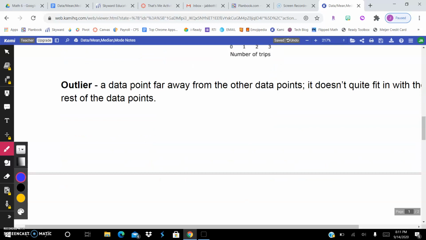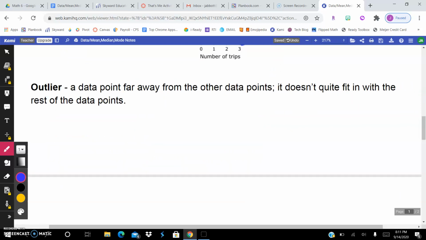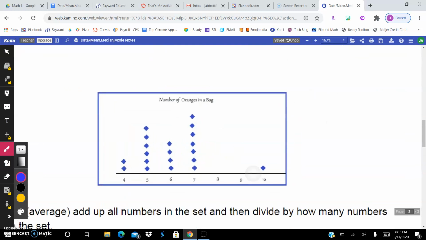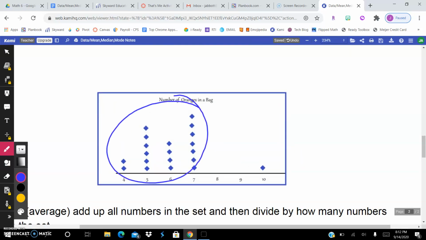And an outlier is a data point far away from other data points. It doesn't quite fit in with the rest of the data points. So I put this example here, this line plot. Most of the numbers are down here, but then we have this 110 way off to the side. That 110 doesn't fit in with the rest of them, so it is considered an outlier. That outlier could be a higher number or it could be a much lower number.